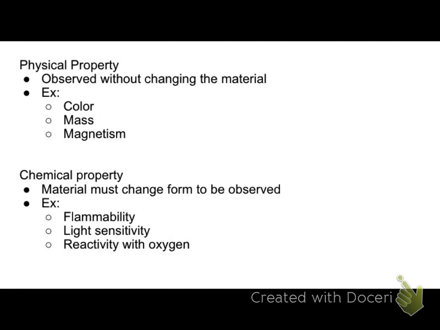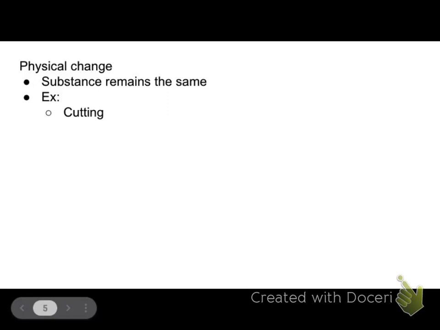All right, to go right along with physical and chemical properties, we're going to talk about the difference between a physical and chemical change, and they're very similar. In a physical change, the substance remains the same, but it is changed, but you didn't change what it is. I know that sounds crazy. So examples, cutting, right? I've changed the shape of the paper, but it's still paper, right?